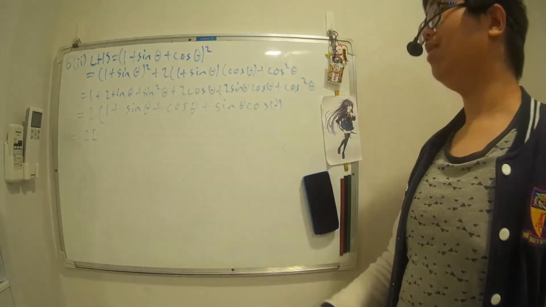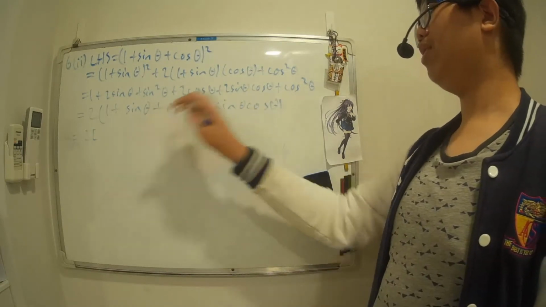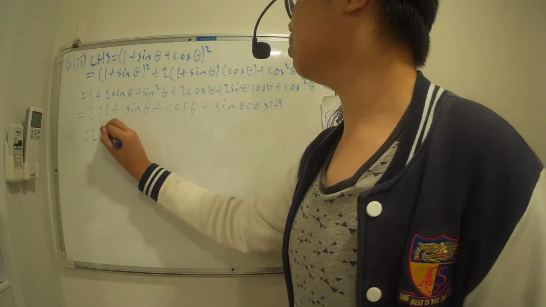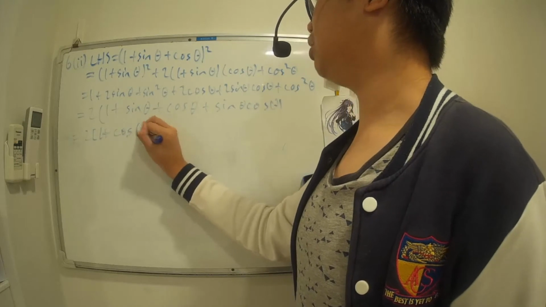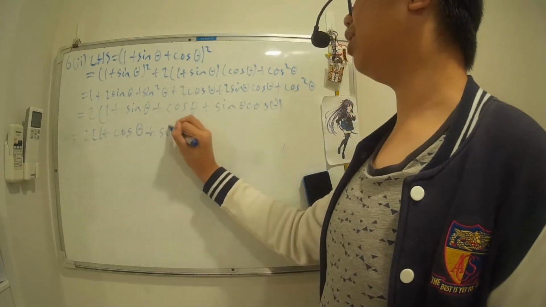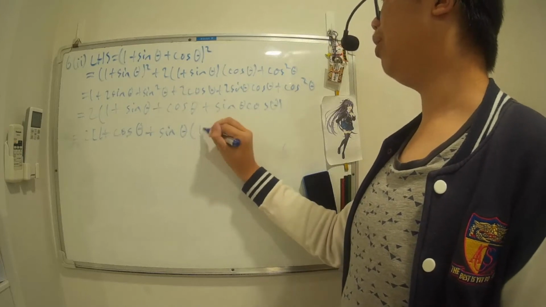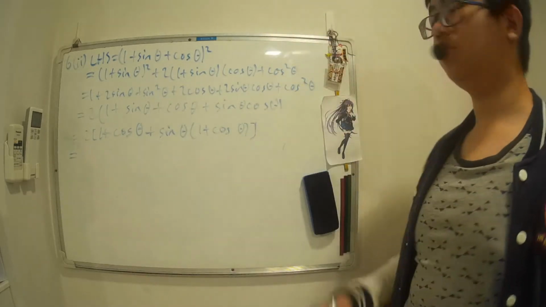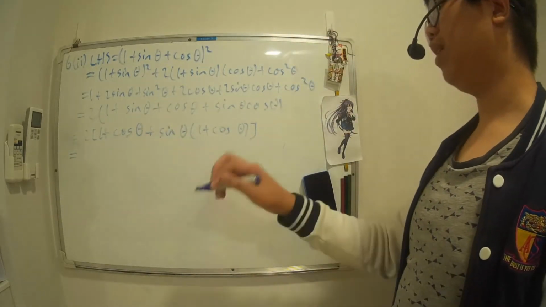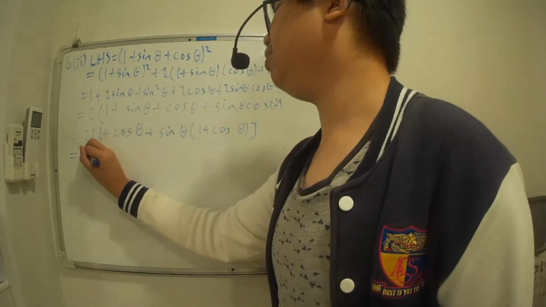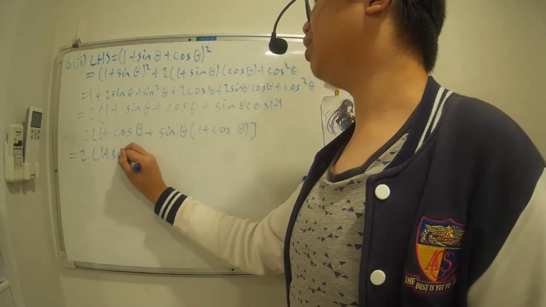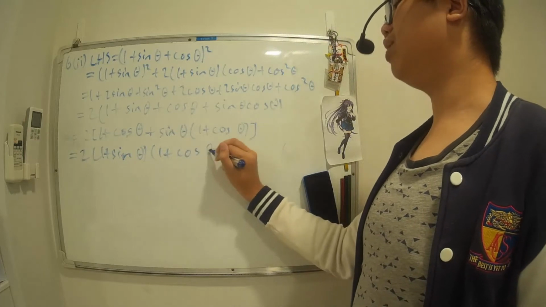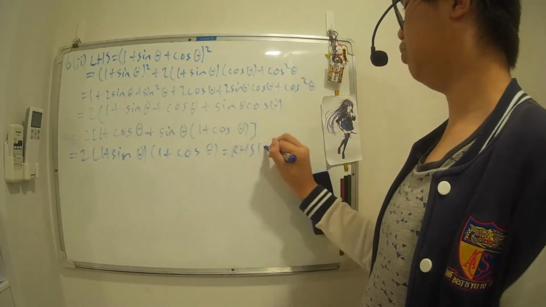Now, let's consider this and this. This sine theta on both, I can factorize. Then this is sine theta (1 plus cosine theta). So I have 1 plus cosine theta plus sine theta (1 plus cosine theta). Notice that I have 1 plus cosine, 1 plus cosine, which means that I can also factor out the 1 plus sine. Then I just have 2 times (1 plus sine theta) and (1 plus cosine theta). And this is the RHS.